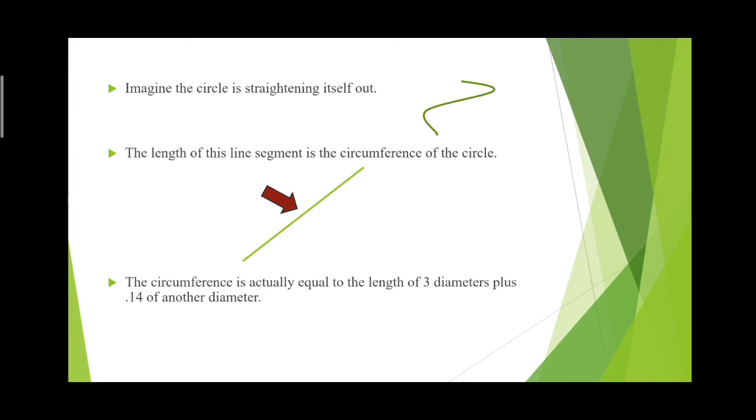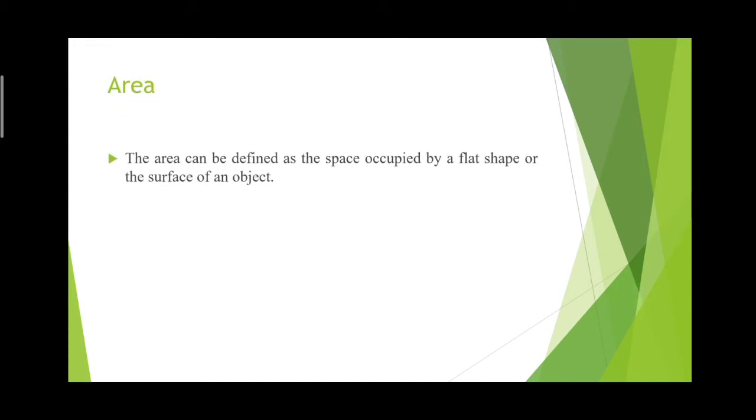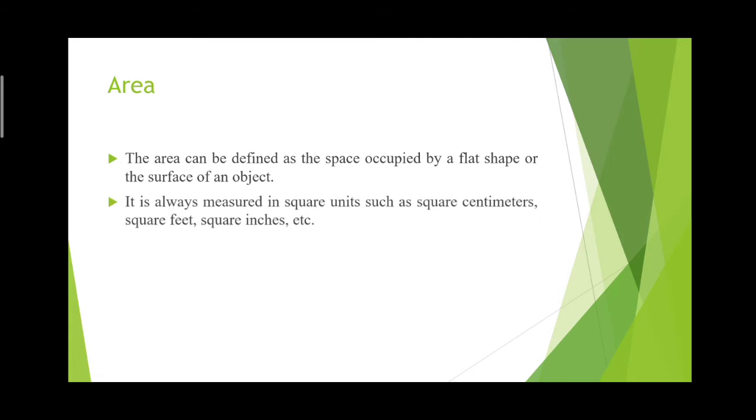The circumference is actually equal to the length of 3 diameters plus 0.14 of another diameter. Therefore, circumference is equal to diameter times 3.14. Area can be defined as the space occupied by a flat shape or the surface of an object. It is always measured in square units such as square centimeters, square feet, square inches, etc.